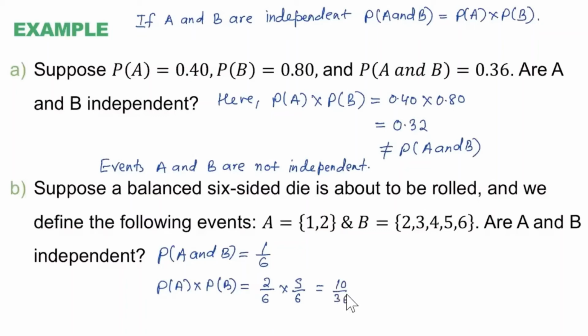Are these two values equal? Look at that. One is 1 over 6, the other one is 10 over 36. Are they equal? No, they are not equal. So in place of the equal sign, we get not equal to. What we got here is probability of A and B is not equal to probability of A times probability of B. If we get equal to, they are independent. If we get not equal to, are they independent?